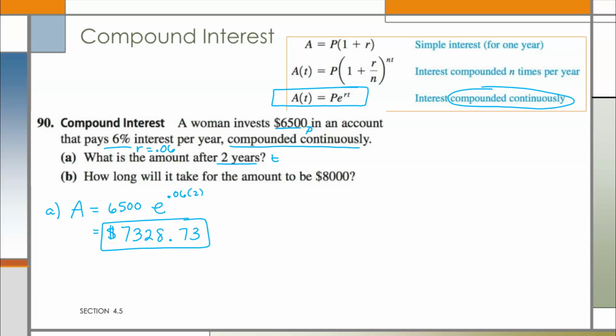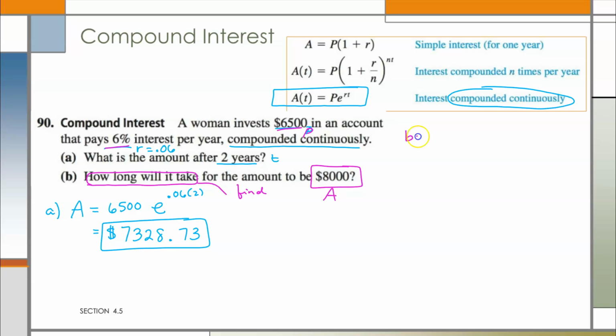Okay, let's look at the next part. The next part wants us to find time. How long will it take? So we're going to find time. How long will it take for the amount in the account to reach $8,000? So there's our A. We're going to use the same P and the same R, but we know A and we're looking for t in this situation.